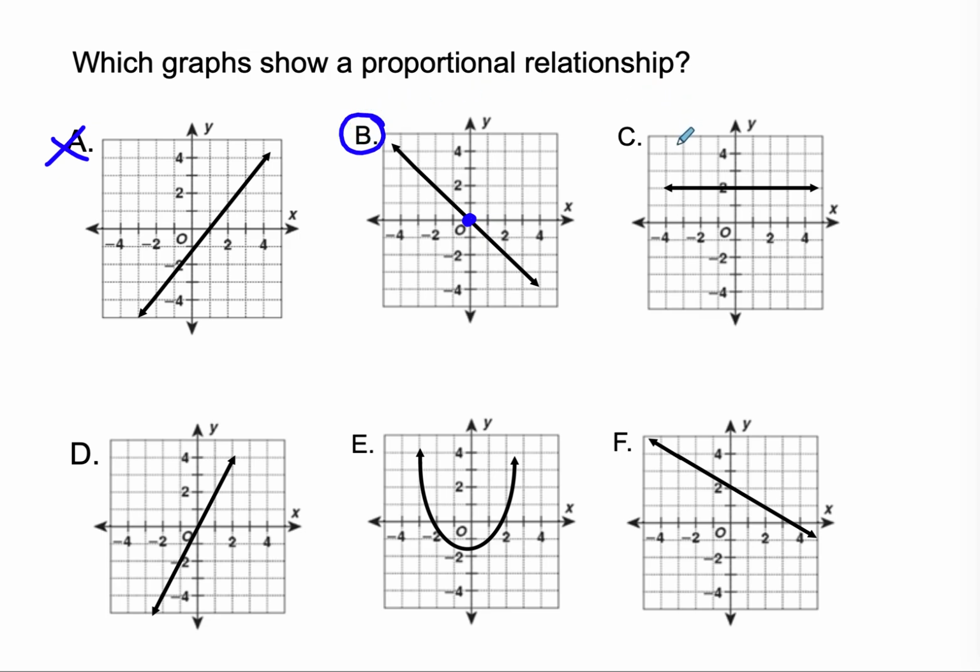All right, C is not proportional. It's a straight line, but it does not go through 0, 0. D, yes, is proportional. It goes through the origin, 0, 0, and is a straight line. E is not proportional. It is not a straight line, and it does not go through 0, 0. And then F is not proportional. It is a straight line, but it does not go through 0, 0. So B and D are the proportional graphs on this slide.